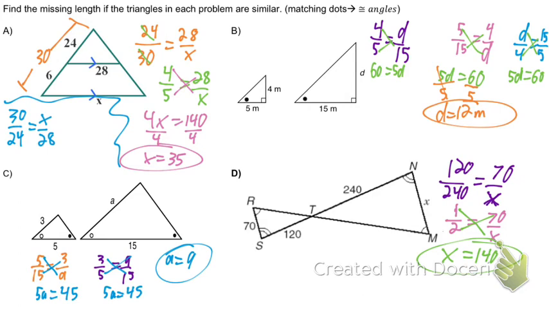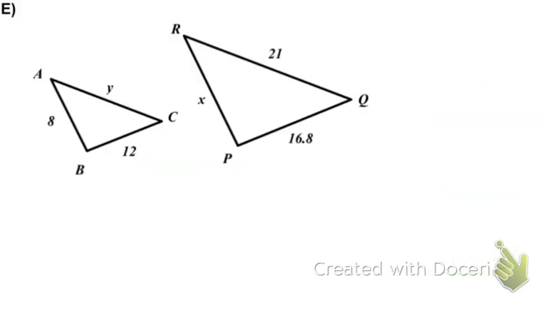All right, continuing on. We can find both x and y on this one. Can somebody set up a proportion to help us find x, knowing that these triangles are similar? Saren.